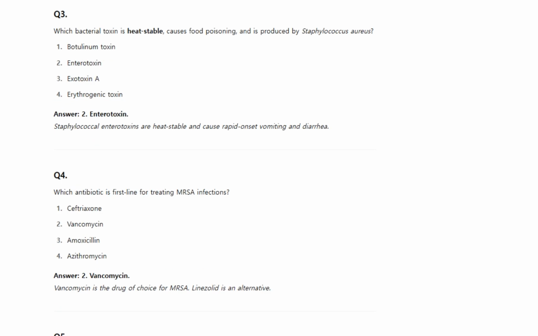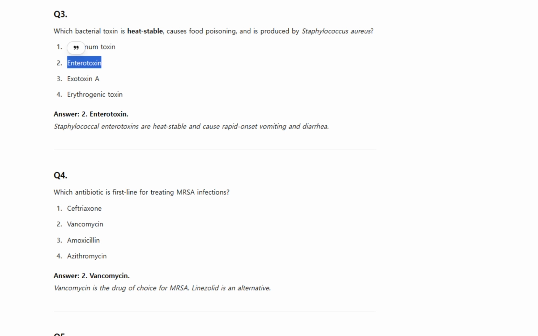Q3. Which bacterial toxin is heat-stable, causes food poisoning, and is produced by Staphylococcus aureus? 1. Botulinum toxin, 2. Enterotoxin, 3. Exotoxin, 4. Erythrogenic toxin. Answer 2. Enterotoxin. Staphylococcal enterotoxins are heat-stable and cause rapid onset vomiting and diarrhea.